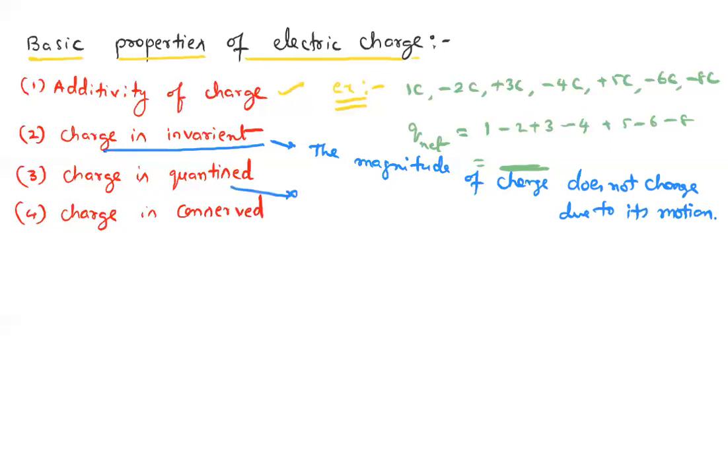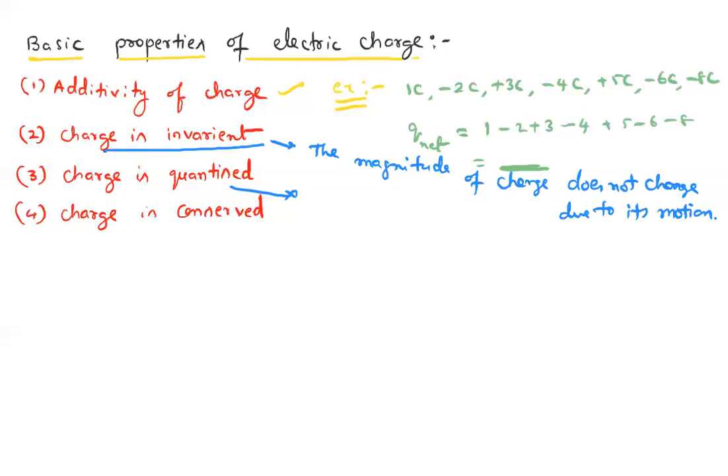Next one is, what is meant by charge quantization? Here we know the minimum charge in the universe is that of an electron. In the basic concepts of methods of electrification, we are saying that charge is always transferred from one body to another, and one electron will be transferred, two electrons will be transferred. We cannot say that half an electron was transferred or 1/4 electron was transferred.